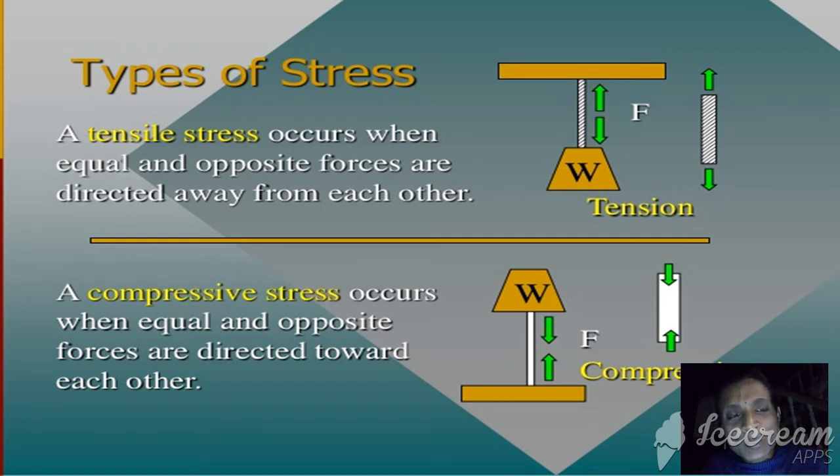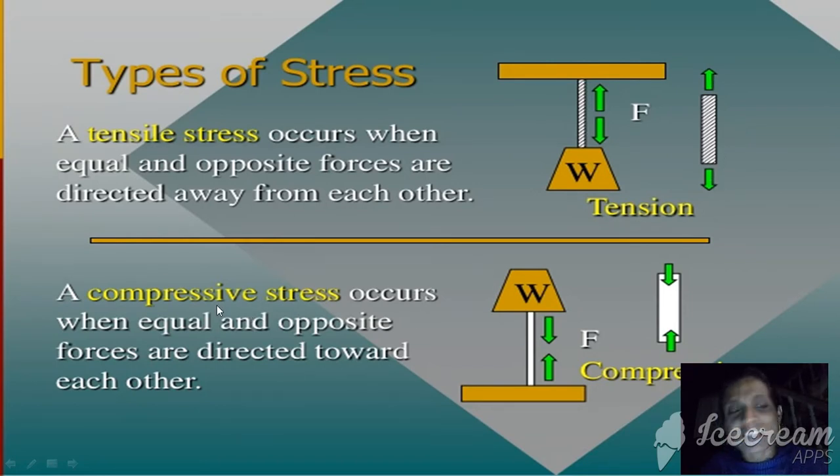So we are now discussing types of stress based upon the force applied. The first one is tensile stress, and this has equal and opposite forces. Opposite forces means a pair of forces acting in different directions. They are directed away from each other. These two forces do not act in the same direction: one force in the upward direction, one force in the downward direction.